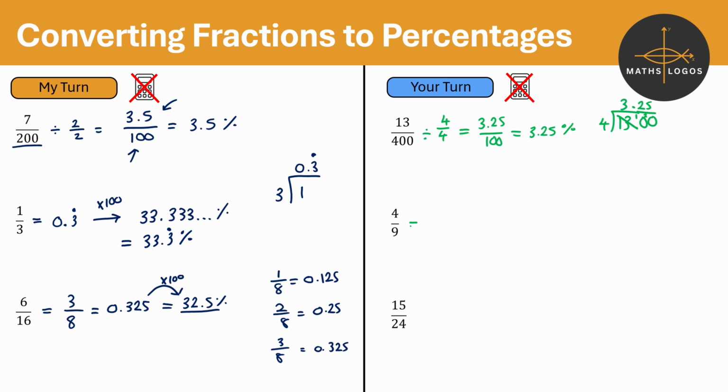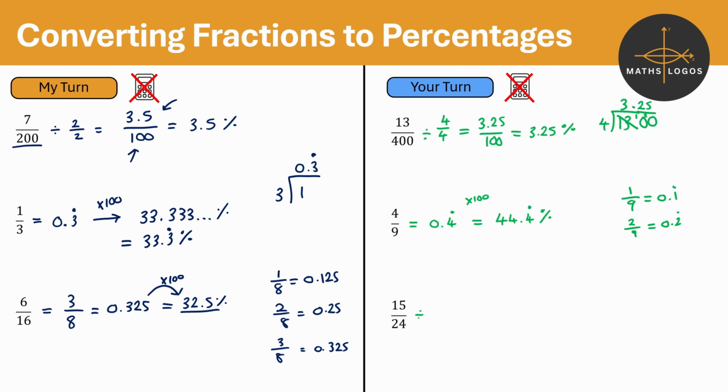4/9 is one of those fractions it's helpful to know. It's 0.4 recurring. We have this pattern with the ninths. 1/9 is 0.1 recurring. 2/9 is 0.2 recurring, and so on. So 4/9 is 0.4 recurring. Multiply that by 100 to turn it into a percentage. That's 44.4 recurring percent.